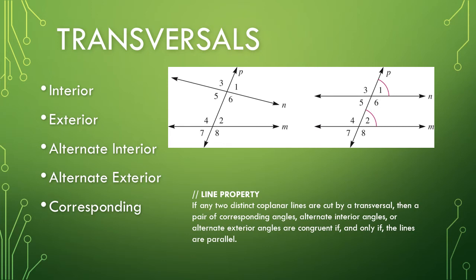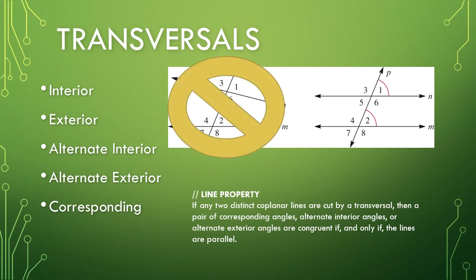So what that means is by having N and M now parallel, transversal P now creates alternate interior angles that are congruent in measure, alternate exterior angles that are congruent, and also corresponding angles that are congruent. And so basically, once again, the huge thing with this parallel lines property is that it only works with parallel lines that are cut by a transversal.